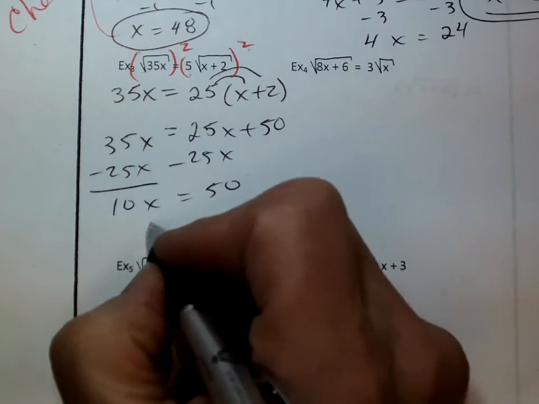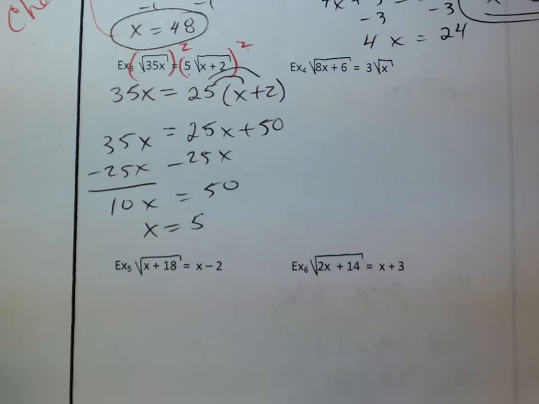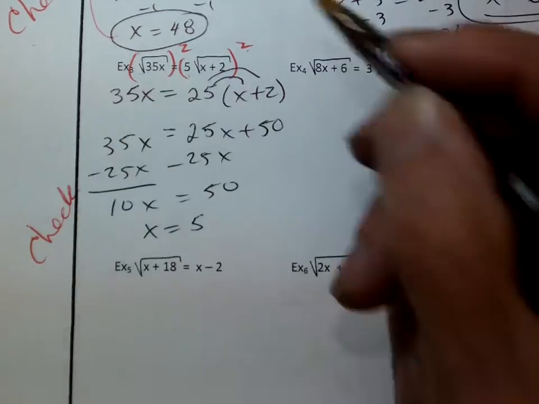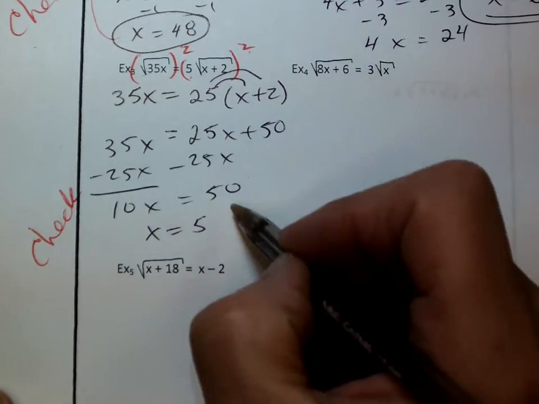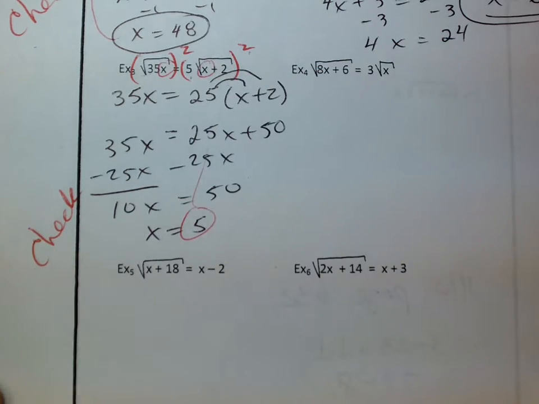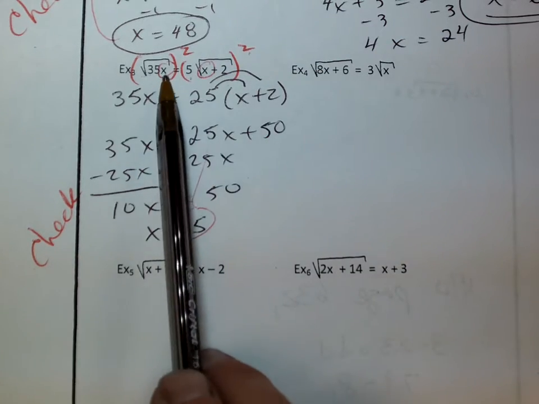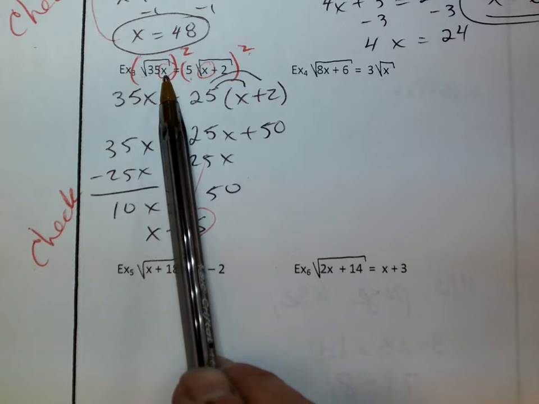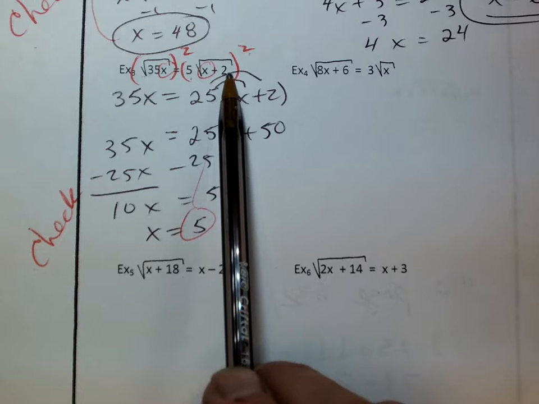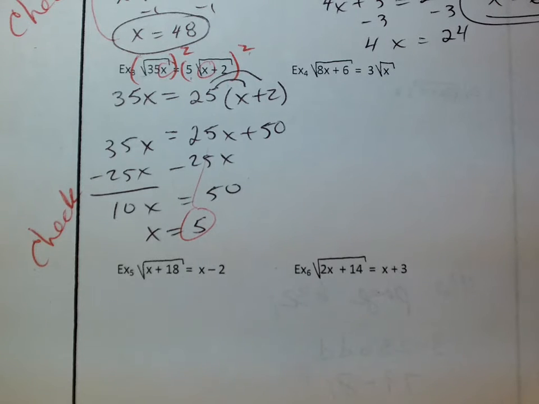Divide by 10 and x equals 5. So with the square root, I'm going to do a real quick check. I think the checks are always worthwhile. So I plug a 5 in for x. I think I'm okay, because 35 times 5 is a positive number, right? And then obviously 5 plus 2 is 7, a positive number. You don't have to worry about it. So this answer is good. Don't have to worry about it yet, okay?